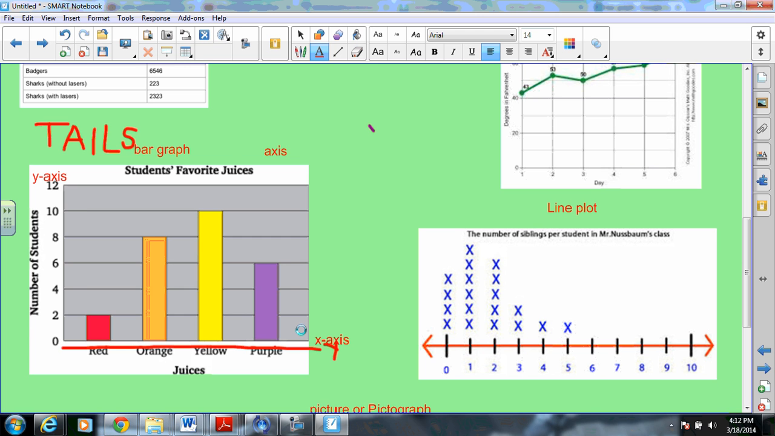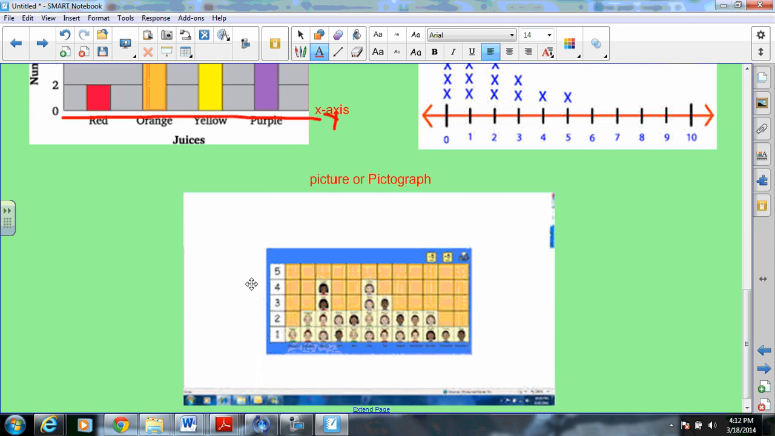You'll see some graphs without spaces. Those are a different type of graph. Here's a line plot. It is a little bit different because a line plot has a title, but it doesn't have a y-axis. It just has an x-axis. And it doesn't have labels all the time, but it does have a scale, and the scale is on the bottom. Even on a picture graph, you can see the scale.